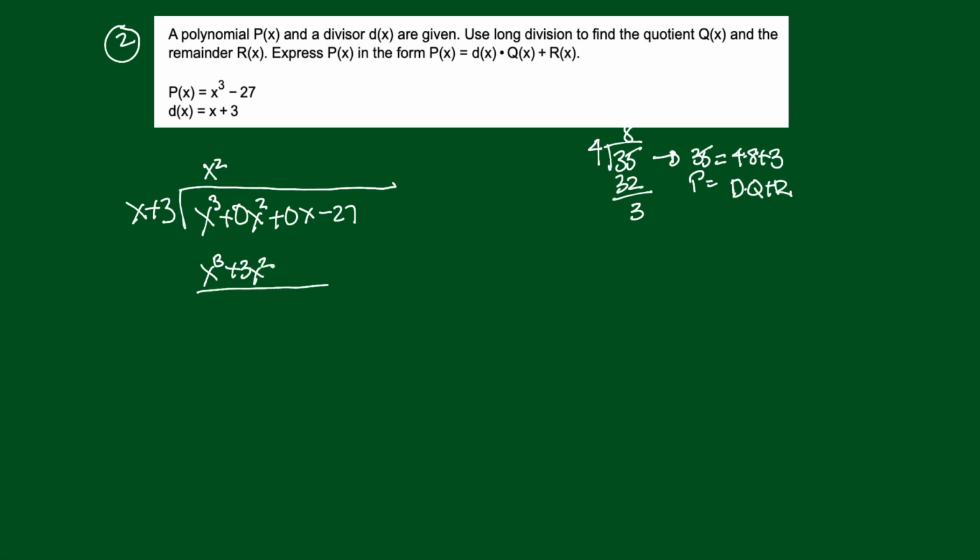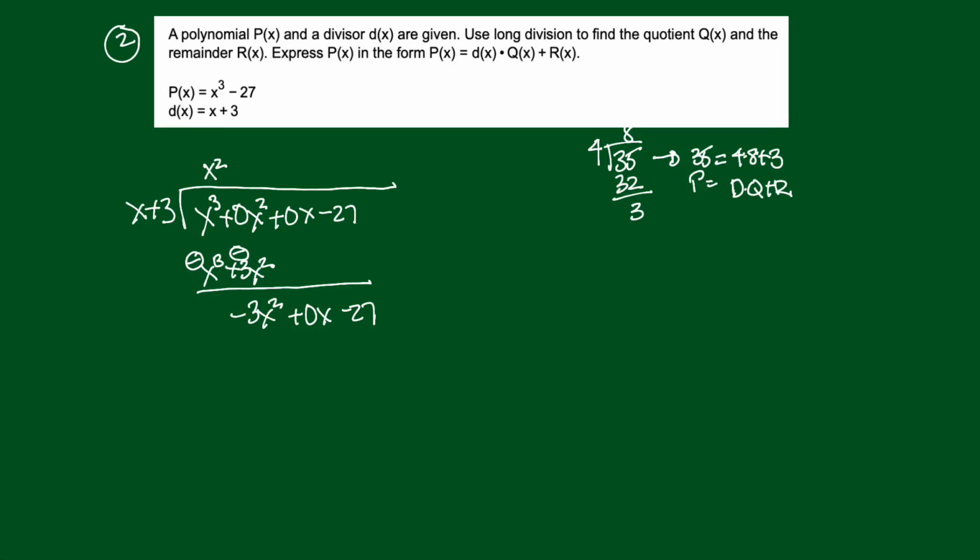There's the multiply. Now subtract. So just change the signs when you subtract. Now what do you have? X cubed minus x cubed is 0. That's gone. You have 0x squared minus 3x squared, which is minus 3x squared. And now bring down plus 0x minus 27.